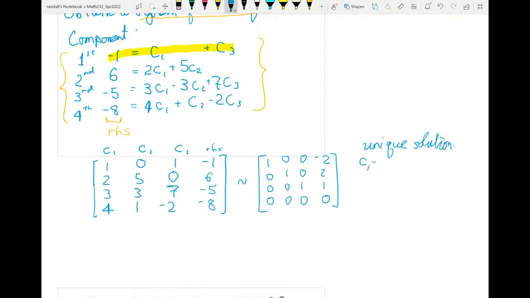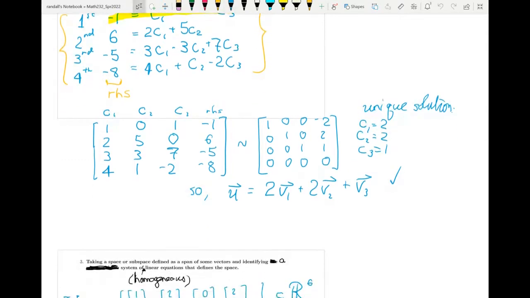And it is C1 equals 2, C2 equals 2, C3 equals 1. And so what I know is that the vector u is given by this linear combination. And you can check that it is. Okay, so if you add up this linear combination of v1, v2, and v3, you will see that it does in fact equal this vector.